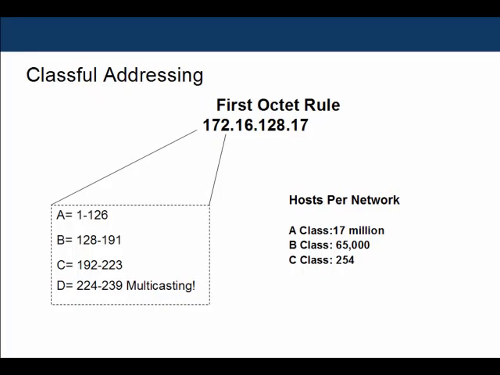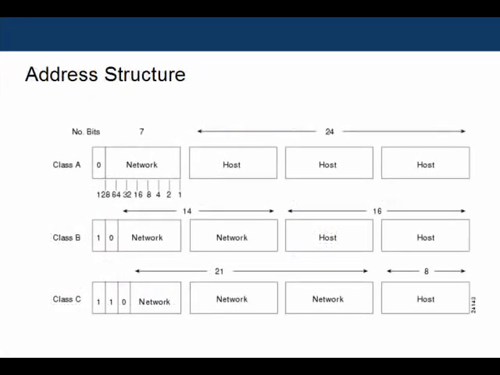Let's take a look at how we arrived at these numbers. Looking at the basic structure of an A-class address, I have 4 octets. The first octet is reserved for networks. That means I have 2 to the power of 8 for the number of networks that I can have. I have 3 octets left over for the number of hosts that I can support on each network. That means I have 2 to the power of 24.